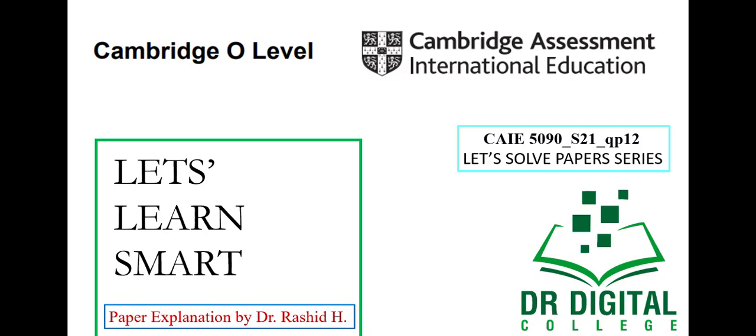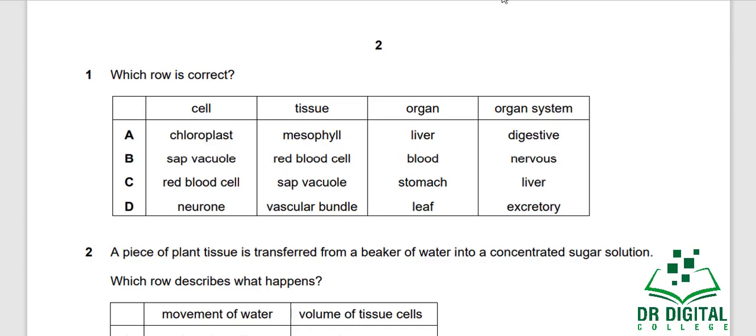So let's enjoy. In question number 1, which row is correct? In A, we have to check whether it is cell, tissue, organ and organ system from chapter 1 of Cambridge International Examination Biology 5090. You have to know the difference between cell, tissue, organ and organ system.